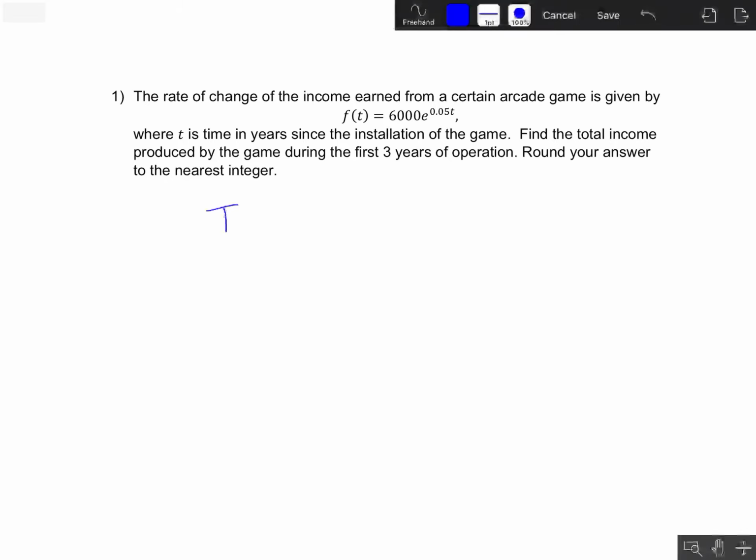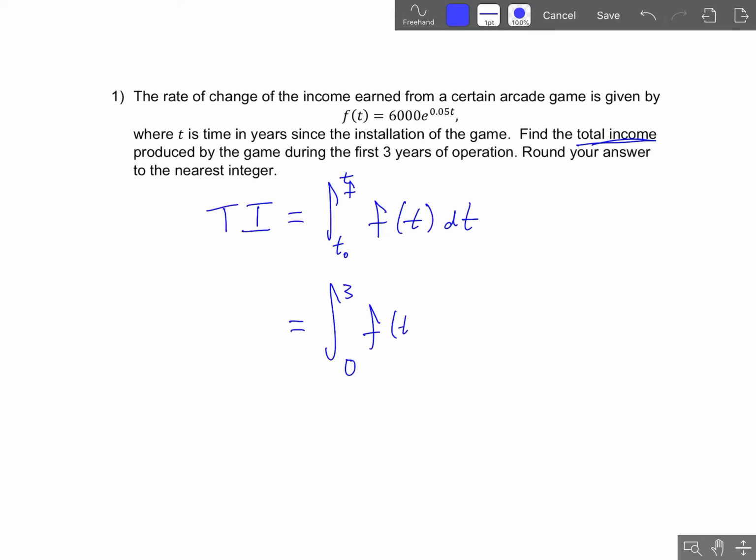So I want you to have that formula sheet in front of you so that you can see how we're applying those formulas. But here the key word is that we're finding the total income. So if you see that phrase, you know we're using this total income formula, which says that you should integrate from the initial time to the final time the flow rate. Now in this case, we're starting at time 0 and we're going through the first 3 years of operation. So we're going to be integrating from 0 to 3, and we're integrating f of t dt.